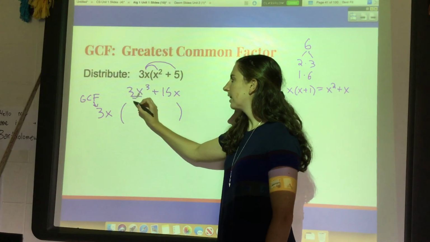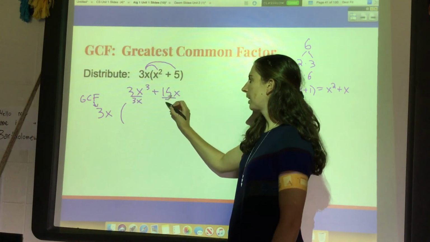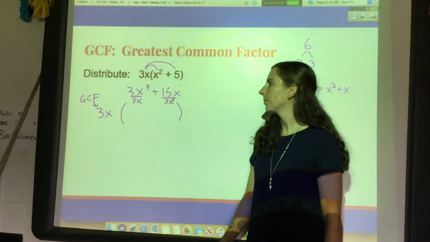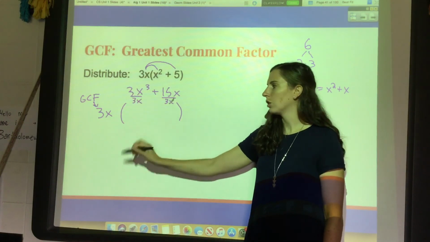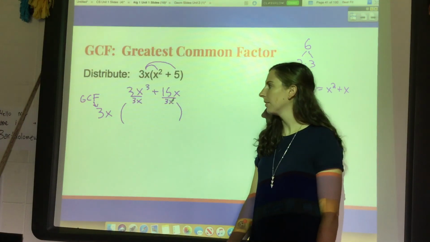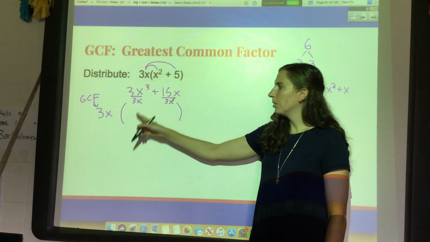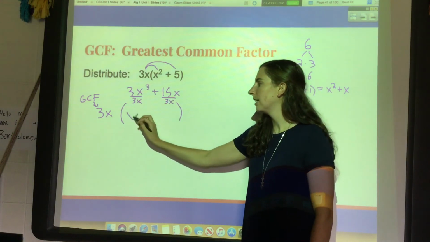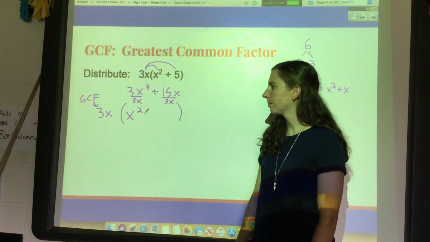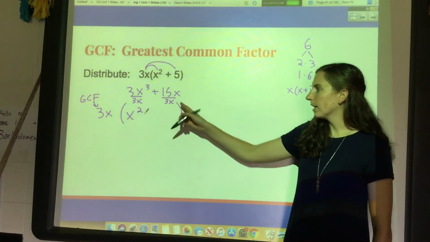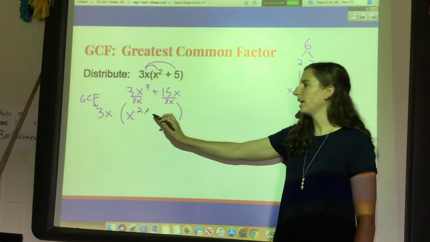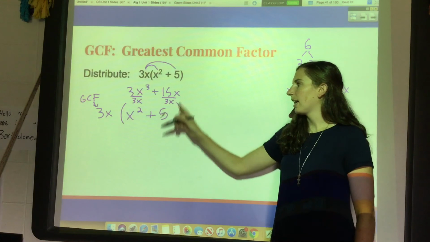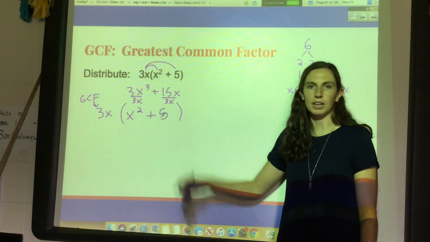So when I divide this by 3x and I divide this by 3x, what's left? 3 over 3 is just a 1, and I don't need to write that. x cubed, but take out an x, is x squared. Here, 15 divided by 3 is a 5, and x divided by x is just 1. I don't need to write that.